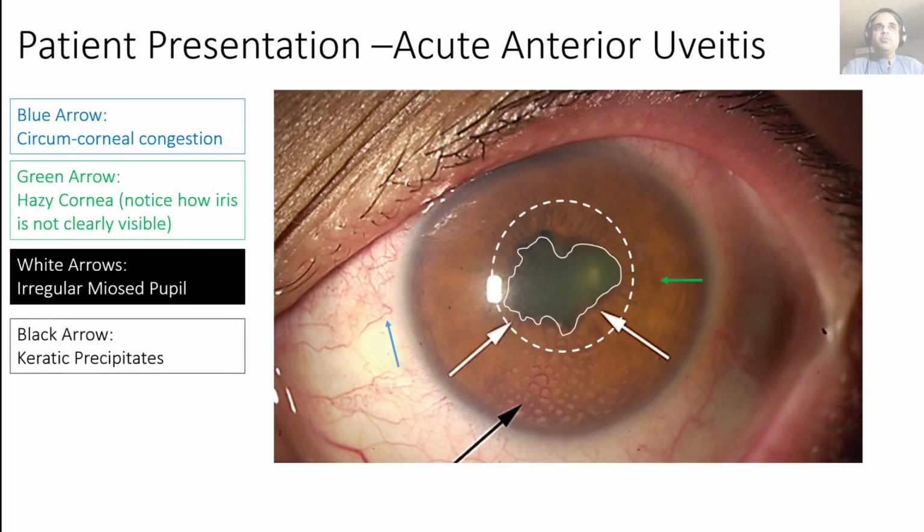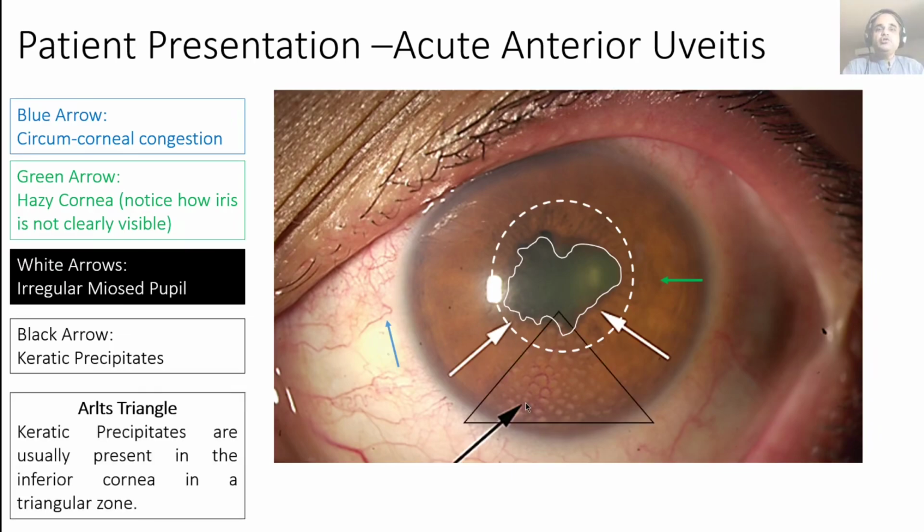The black arrow points to something that's usually not visible on a torch. These are called keratic precipitates. These are lesions on the endothelial side of the cornea, and they're usually, not always, present in this inferior triangular zone, which is called Arlt's triangle.